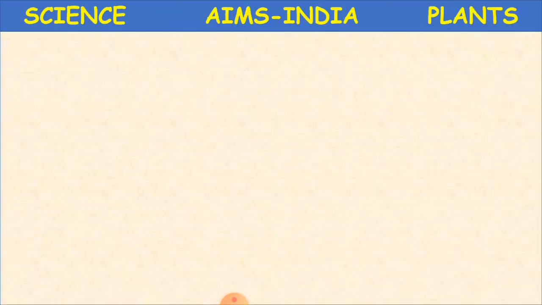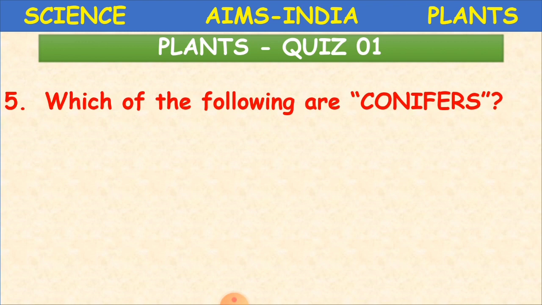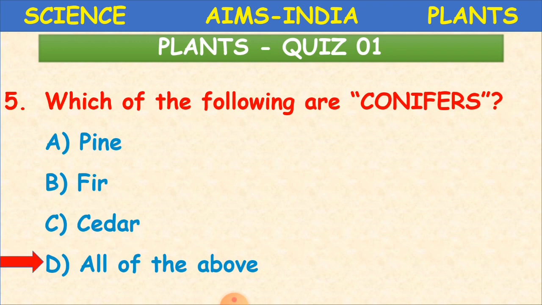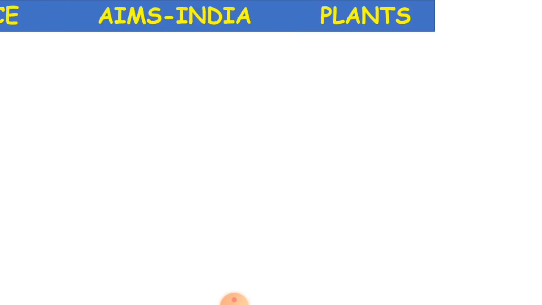And the fifth question is, which of the following are conifers? Example, A is pine, B fir, C cedar, D all the above. I gave you the answer here. They are all the above, like pine, fir, cedar, all come under conifers. Okay, children? The next question.